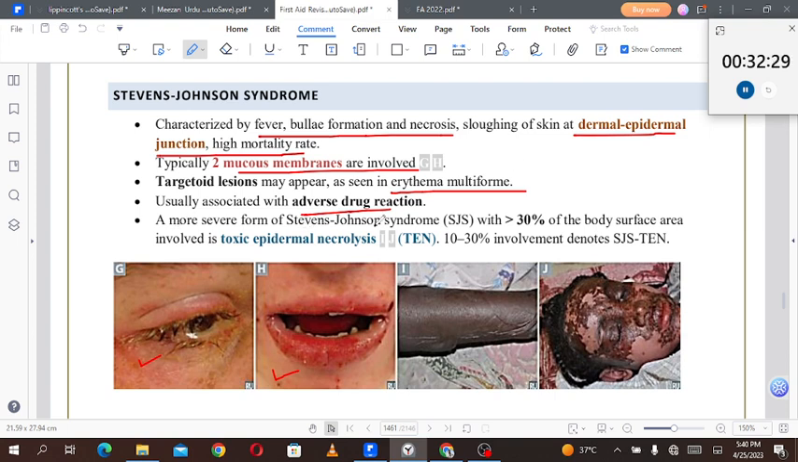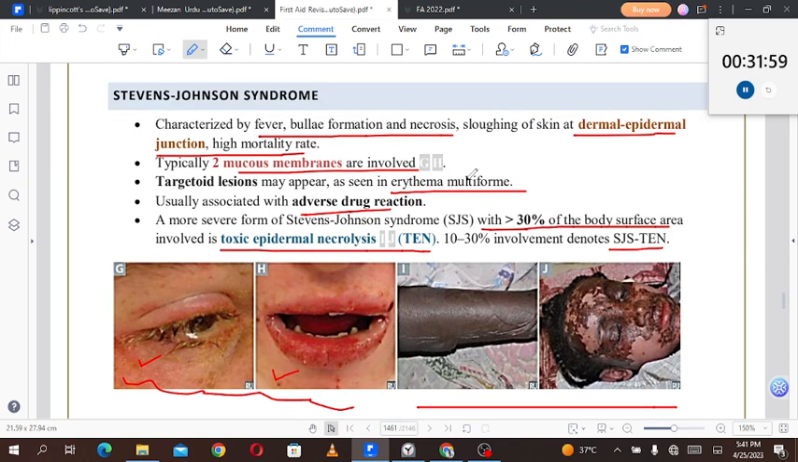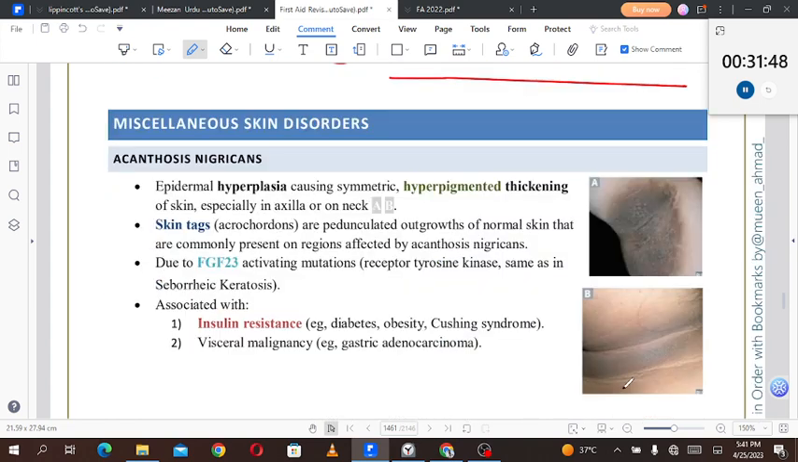A more severe form of Stevens-Johnson syndrome with more than 30% of the total body surface area involved is toxic epidermal necrolysis, or TEN. So these two conditions: Stevens-Johnson syndrome is also dangerous, but it is milder in comparison to toxic epidermal necrolysis, in which more than 30% of the body is involved. Between 10 to 30% involvement is an intermediate, SJS-TEN overlap. If it is less than 10% involvement, it is Stevens-Johnson syndrome. And if it is more than 30% involvement, it is toxic epidermal necrolysis, and it is a very, very devastating condition.